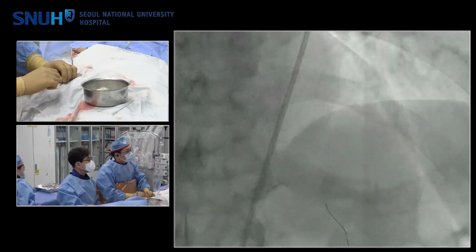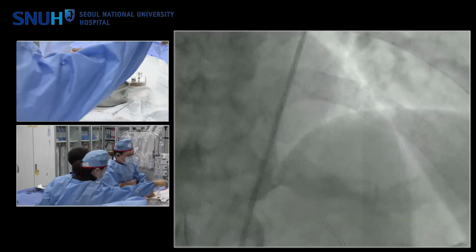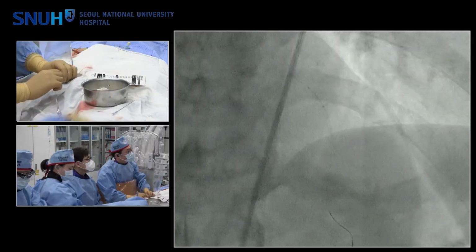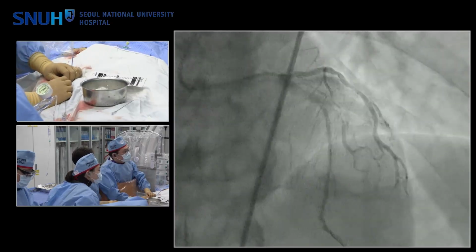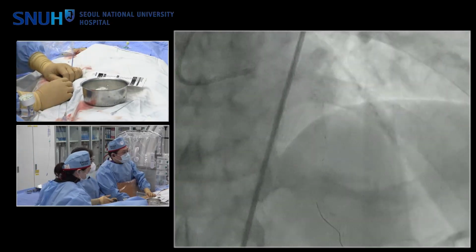Recently, there was a publication in JACC Intervention. They're telling us that for calcium less than 180 degrees in the circumference, the calcium could be cracked in only 50% of cases.